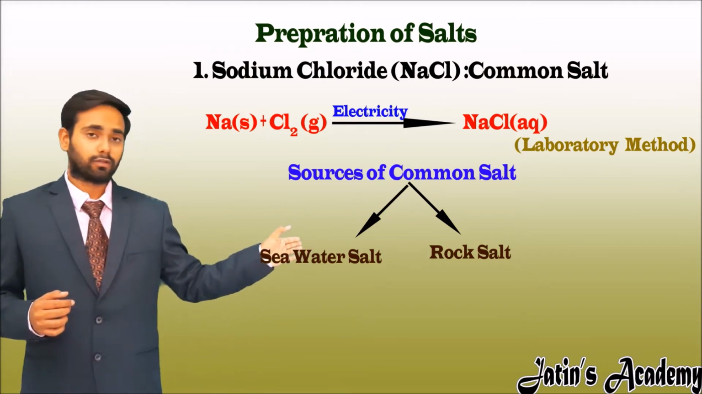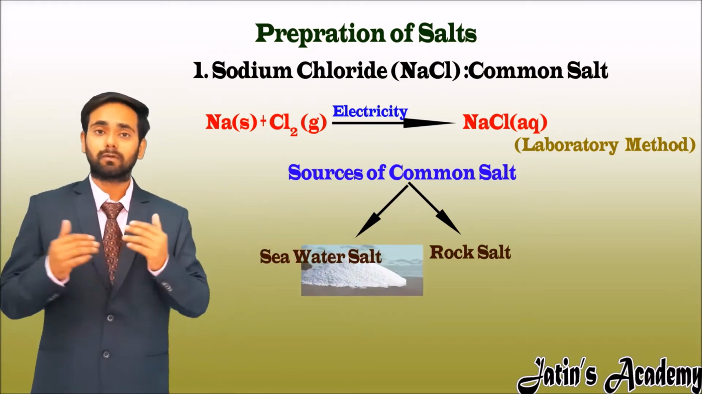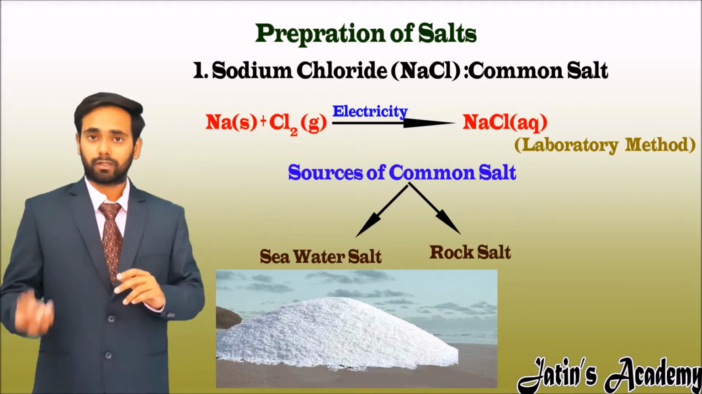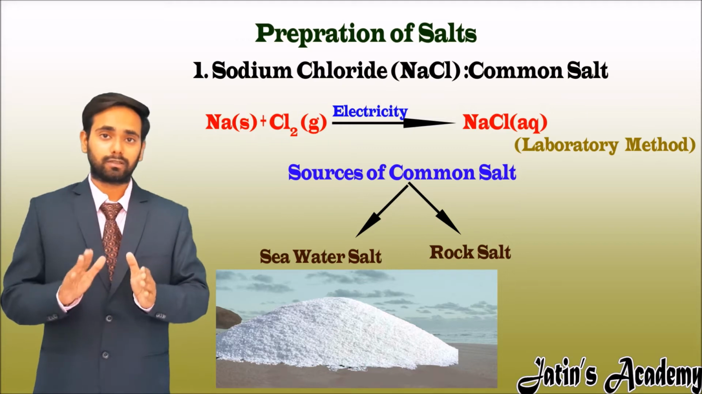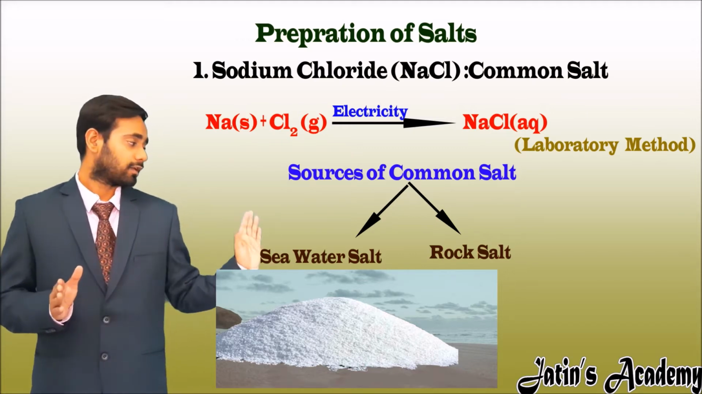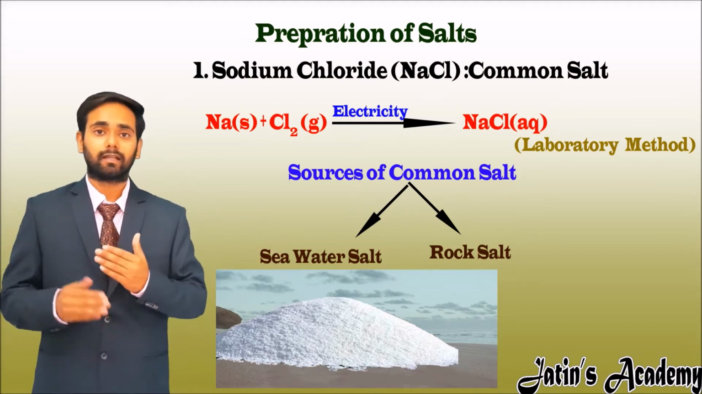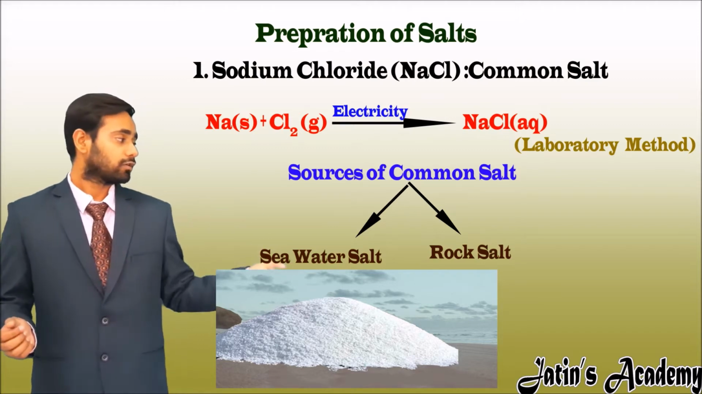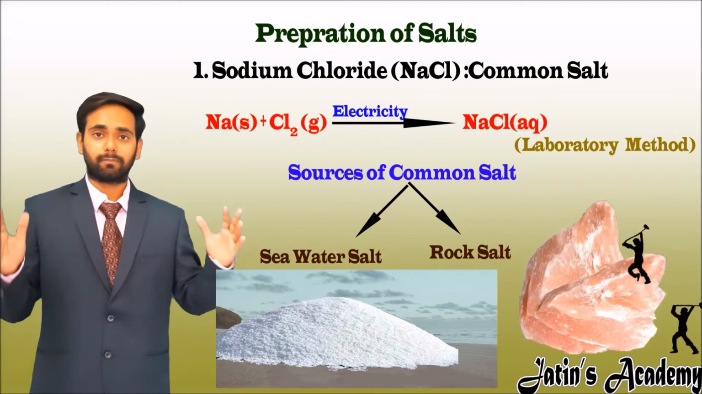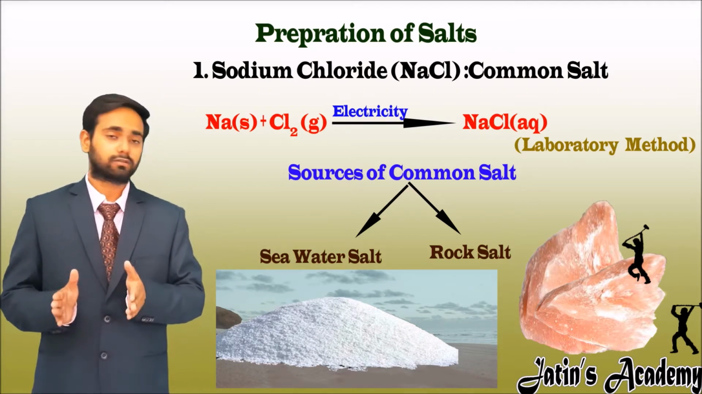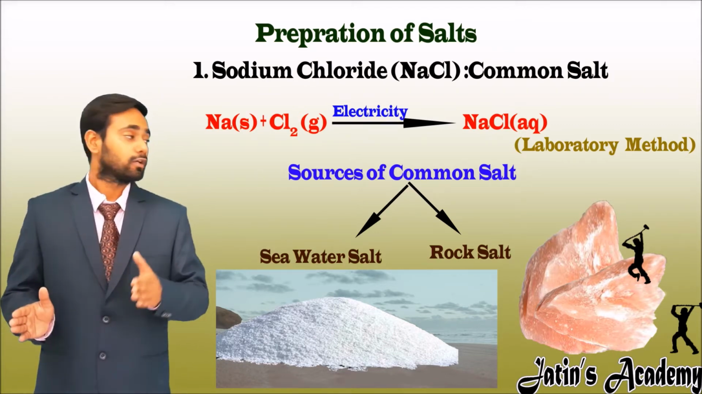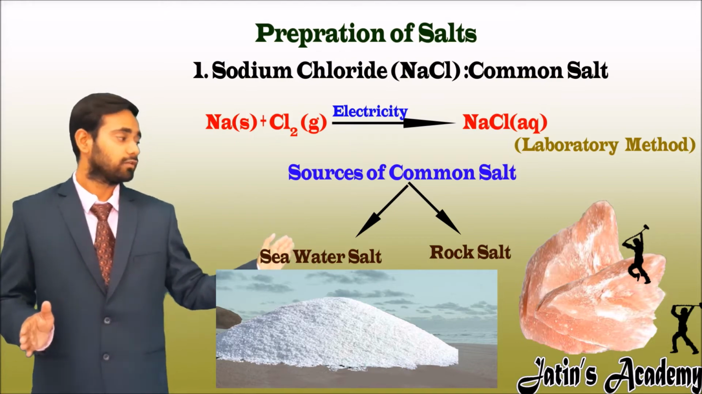For seawater salt, we take a large amount of seawater and then evaporate the water, and we are left with salt. This salt is cleaned in laboratories or industries and then comes to our home. Rock salt is similar. Big rocks are broken into small pieces, and these rocks are again cleaned in the industries. So these are the sources of common salt.